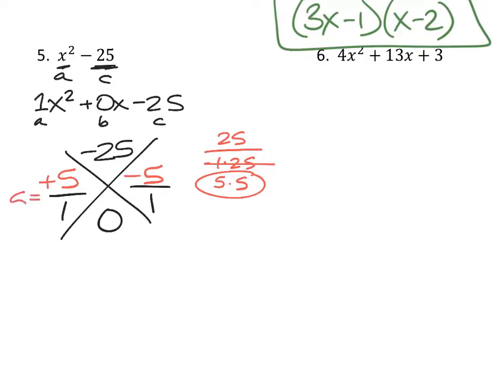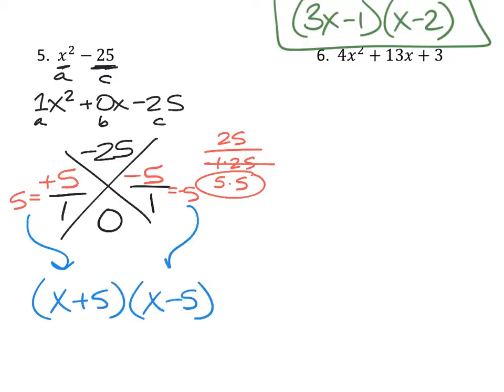Play the reducing game. This is 5 and negative 5, and then we just drag those down into our factored forms. X and a positive 5, x and a negative 5. Nothing to swing, so I'm done.